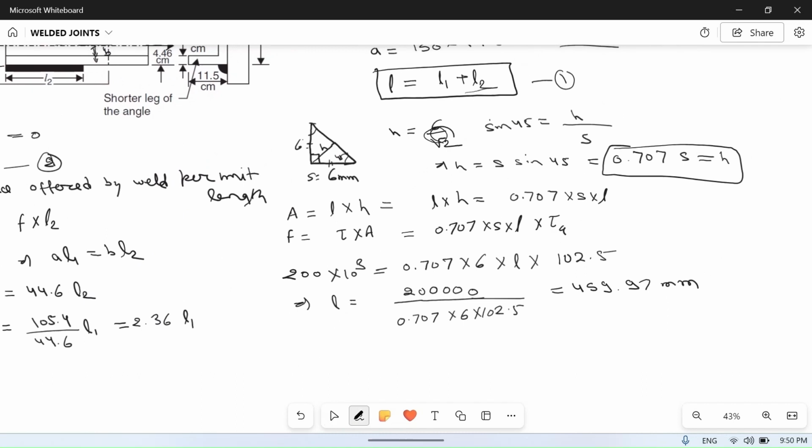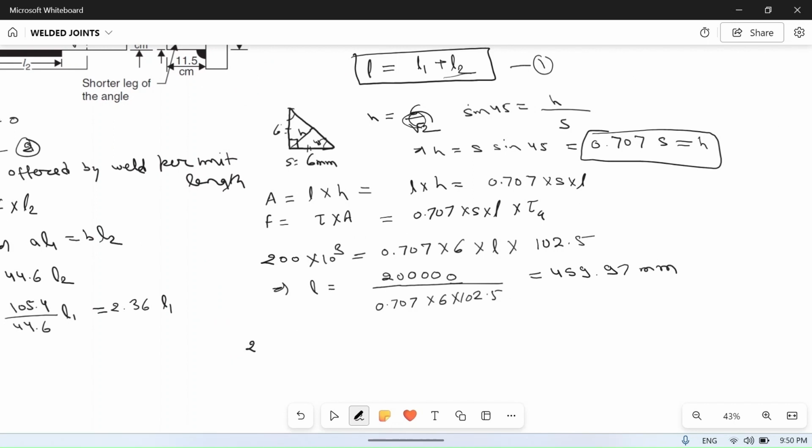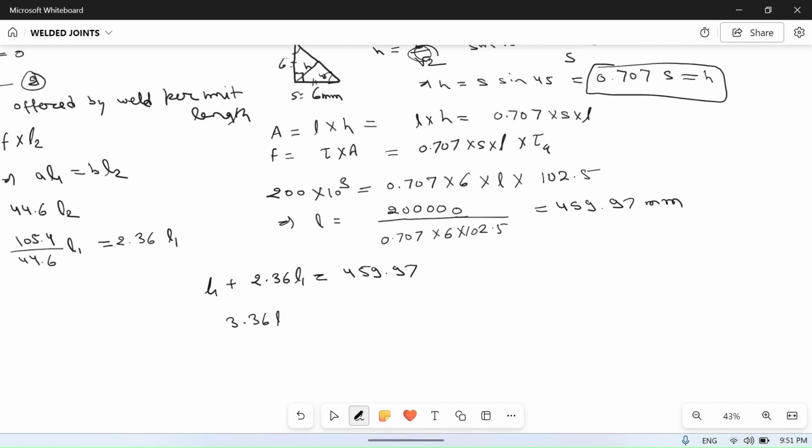If you put the value of L2 here in equation number 1, then you will get 2.36 L1 plus L1 is equal to L, which is 459.97. So we will get 3.36 L1 is equal to 459.97. From here you will get L1 is equal to 459.97 divided by 3.36, which is 136.89 mm. So this is L1.